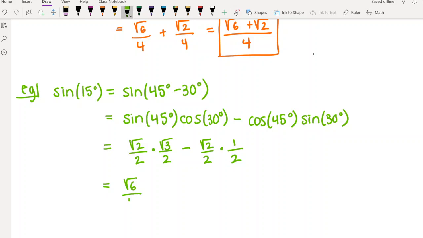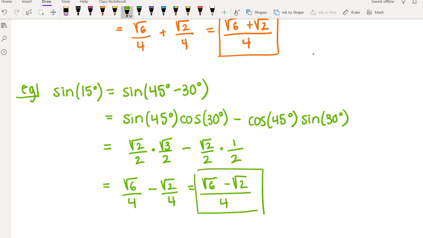So now we'll get square root of 6 over 4 minus square root of 2 over 4. So our answer is just slightly different from above. It's now square root of 6 minus square root of 2, all over 4. So again, very similar looking to some of the other ones.